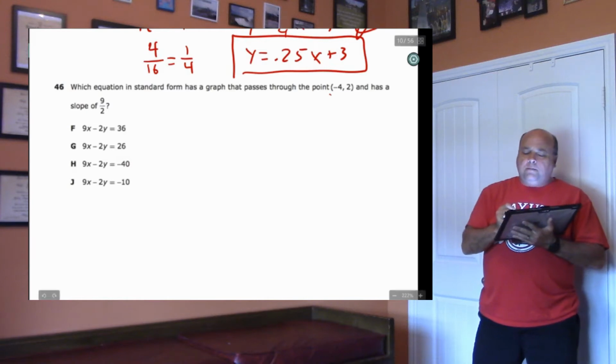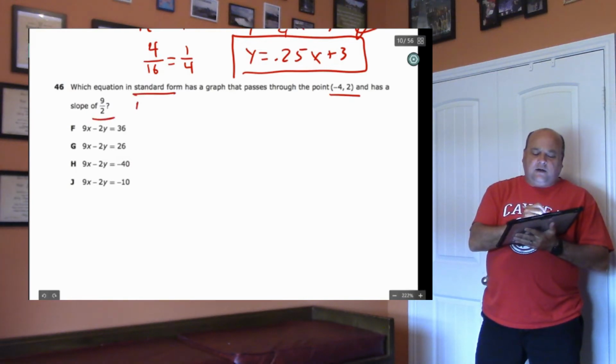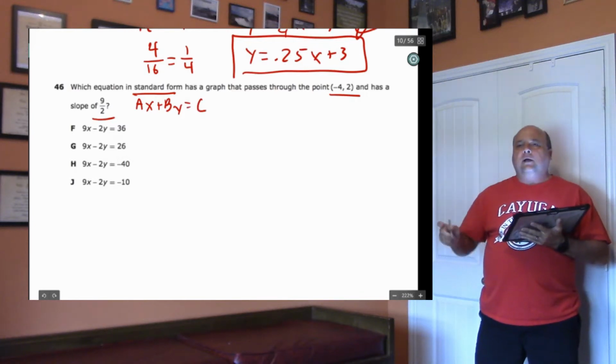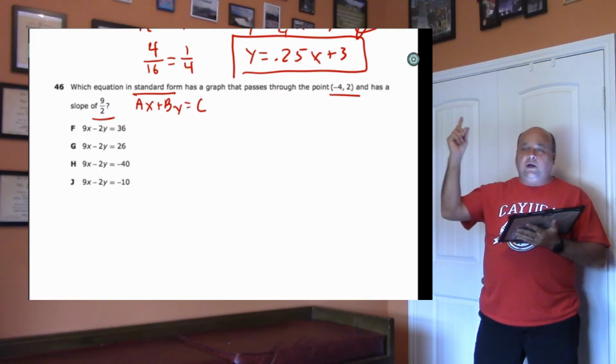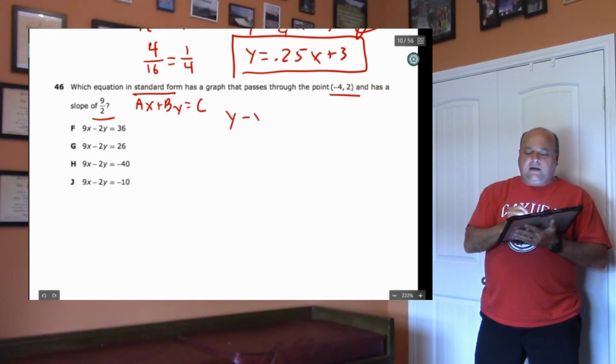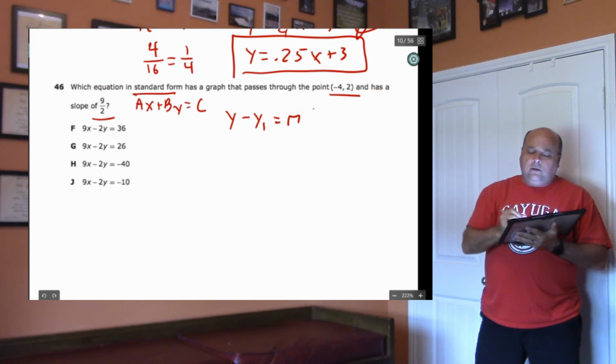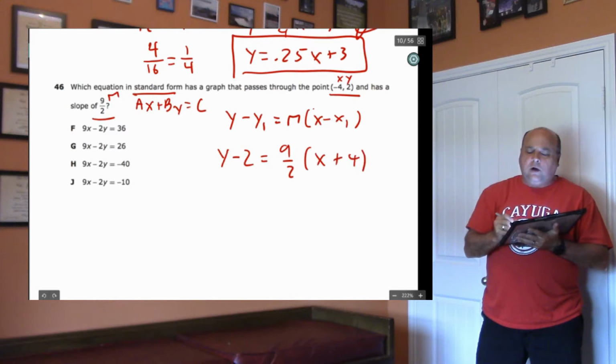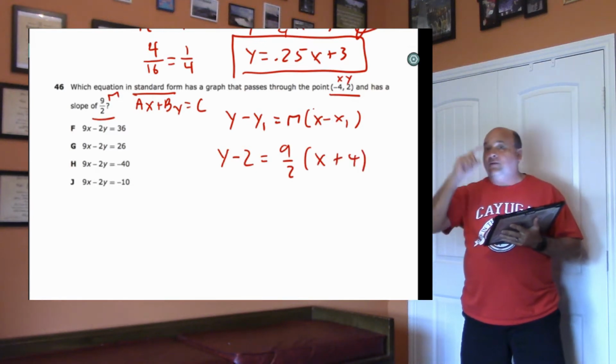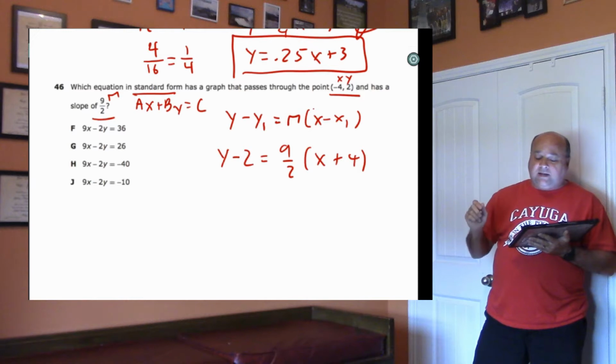Okay, they're giving us 1 point and the slope, and they want standard form, which is ax plus by equals c. They give us 1 point and the slope, so we're going to use point slope. So y minus y1 equals m parentheses, Jiminy Crickets, x minus x1. This is my point, x and y, this is my slope, and just plug it in. Y minus 2 equals 9 over 2 parentheses x plus 4. Remember, when you put the x and y in, the signs will flip because of the minus signs.